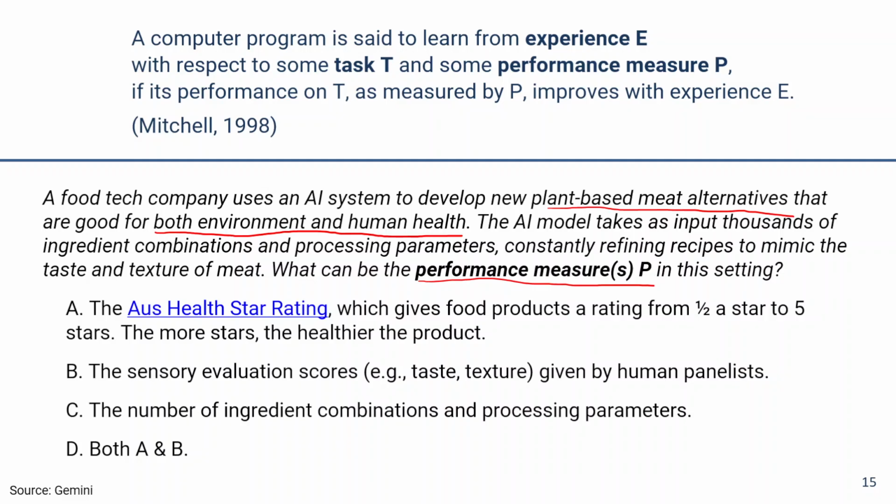Okay, A. The health rating star would give food products a rating from 0.5 to 5 stars. So 5 stars for the best food, like the healthiest food, and 0.5 star maybe some fast food or something. B. Sensory evaluation score, texture and taste, given by human panelists. C. The number of ingredient combinations and processing parameters. D. A and B. So which one, everyone?